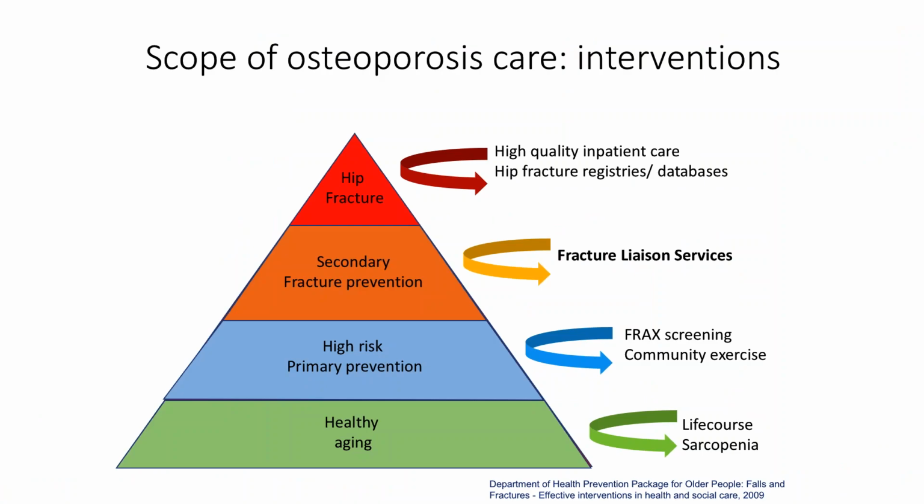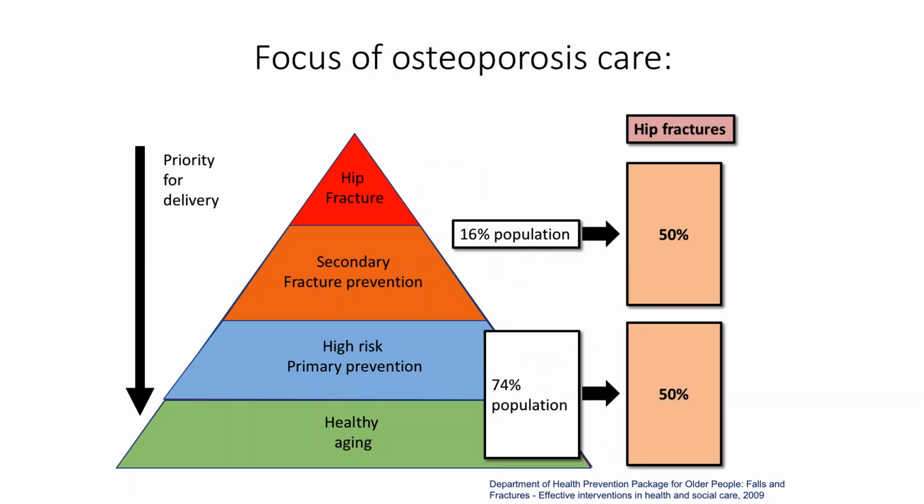So if we just stand back onto fracture liaison services, they fit into a program of osteoporosis care. At the top, we have inpatient care of hip fractures, and we know that better quality of hip fracture care in terms of time to surgery, multidisciplinary input, leads to cheaper and shorter hospital stays with better patient outcomes. Then in the blue, we have high-risk primary prevention, and in green, healthy aging. And secondary fracture prevention, as this small proportion of the population actually leads to about 50% of all hip fractures.